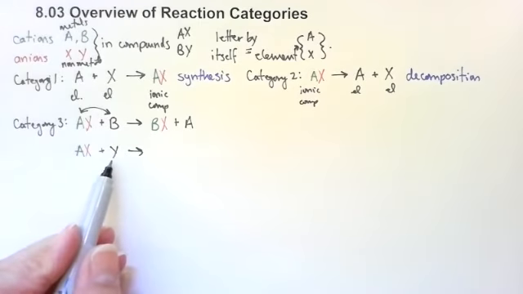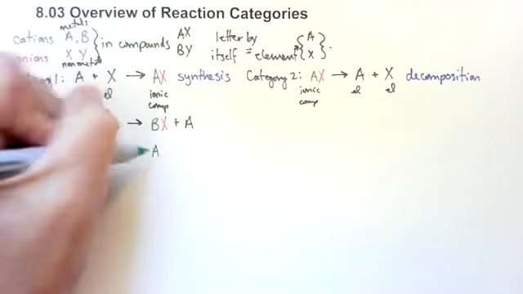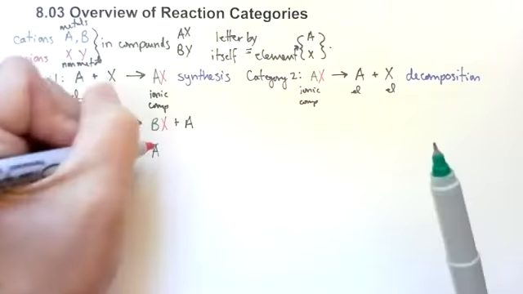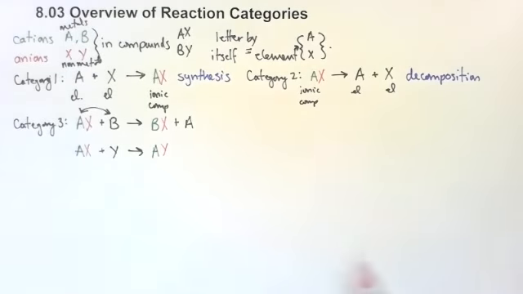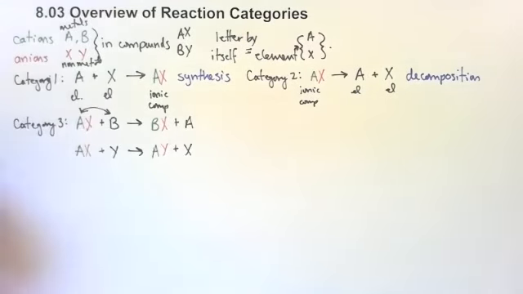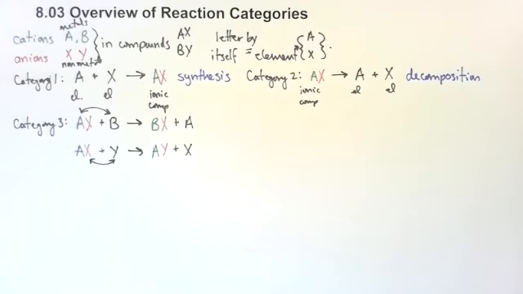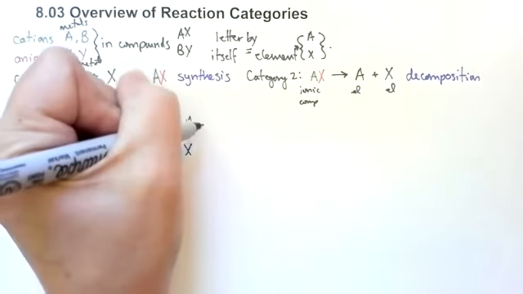But what if you react this with a nonmetal? What are you going to get? Did you say AY plus X? Why? Because you're going to get a changing of cation or anions. The nonmetal will replace the nonmetal. We call this single displacement.